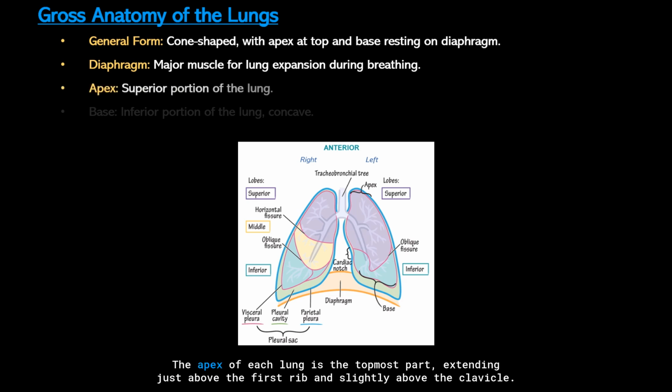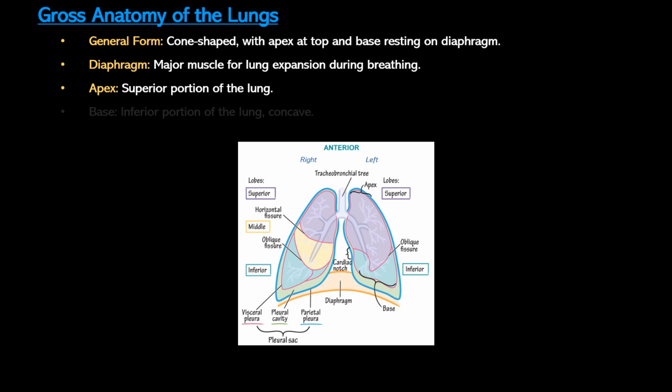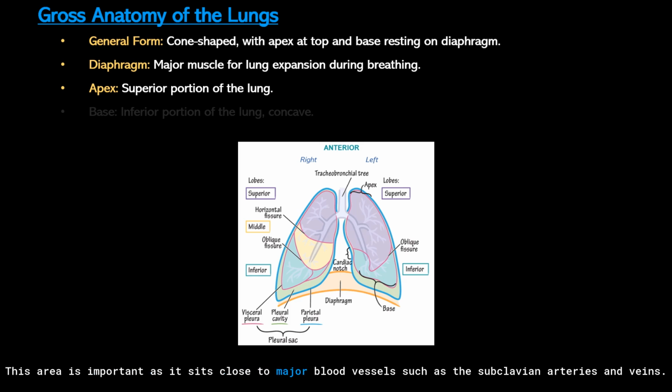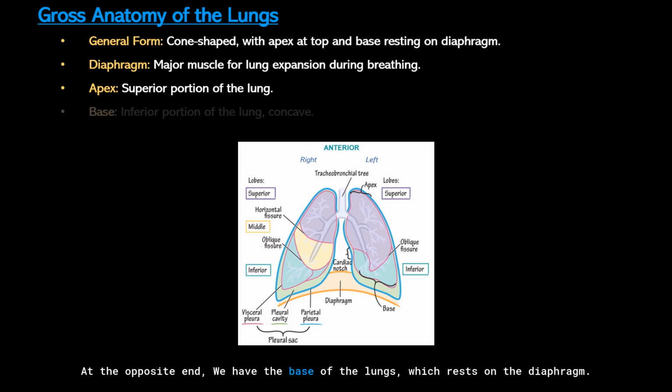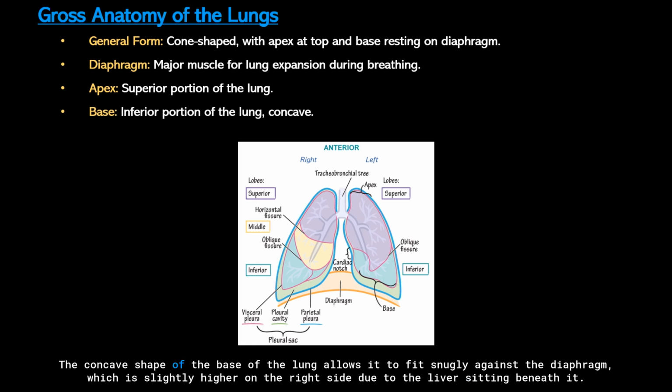The apex of each lung is the topmost part, extending just above the first rib and slightly above the clavicle. This area is important as it sits close to major blood vessels such as the subclavian arteries and veins. At the opposite end, you have the base of the lungs, which rests on the diaphragm. The concave shape of the base of the lung allows it to fit snugly against the diaphragm, which is slightly higher on the right side due to the liver sitting beneath it.